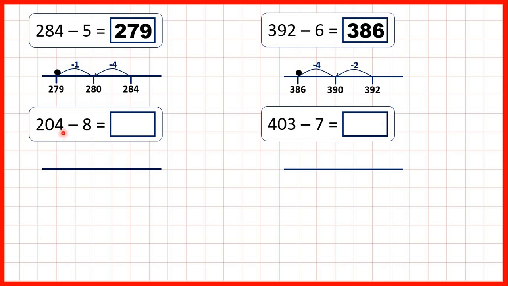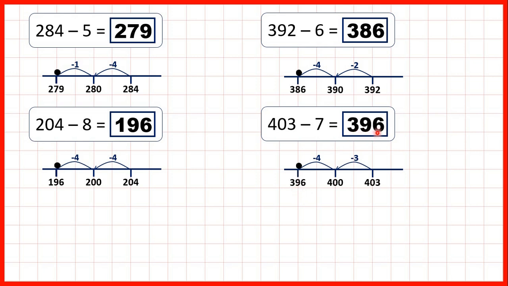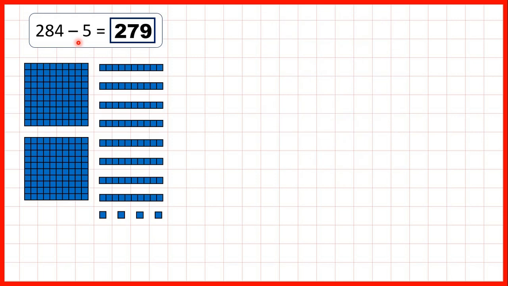Now 204 minus 8. We can subtract 4 to get to 200, but then we need to subtract another 4, because if we subtract 4 and then another 4, that's 8 altogether. Now 200 minus 4 is 196, so that's our answer. And finally, we have 403 minus 7. To subtract 7, we can first subtract 3, and then subtract another 4, and that gives us 396.